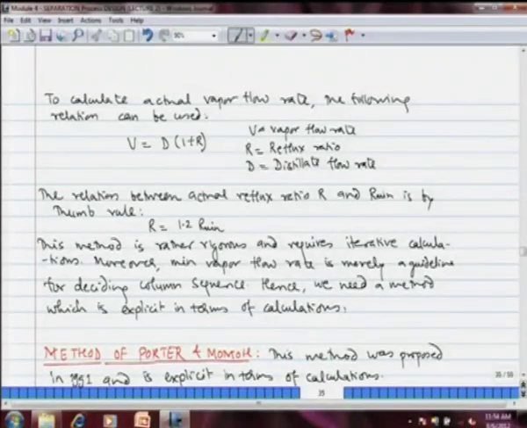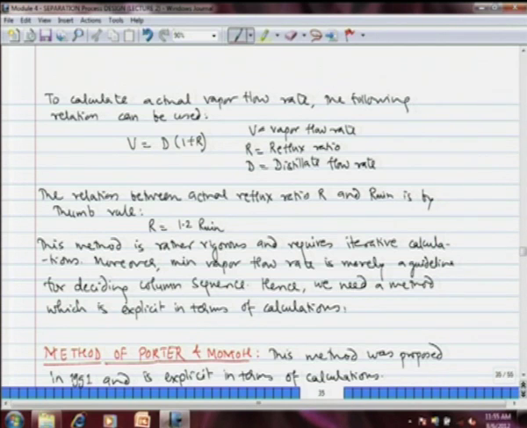So, if you plot these two costs with respect to reflux ratio, somewhere you are going to hit an optimum, and that optimum is usually at 1.2, which means when the actual reflux ratio is 1.2 times the minimum reflux ratio, you have the optimum. Now, using this thumb rule and the R minimum, which is determined from equation 1, you can calculate the vapor flow rate as V is equal to D into 1 plus R, where D is the distillate flow rate, R is the reflux ratio.